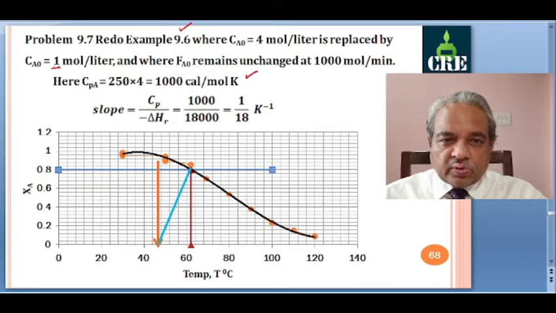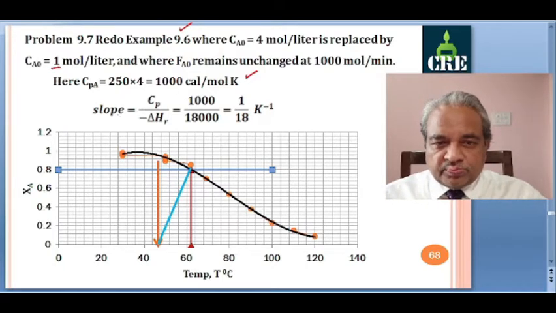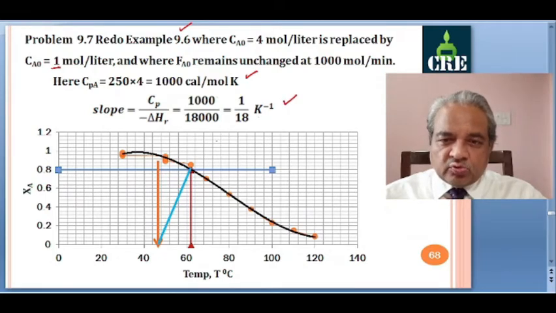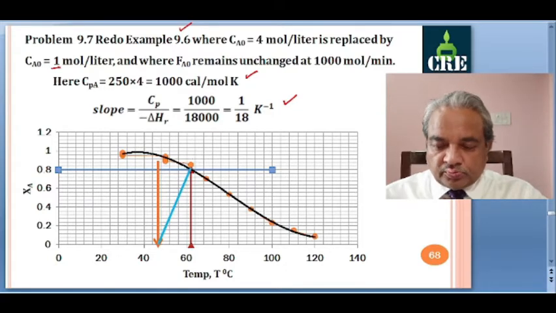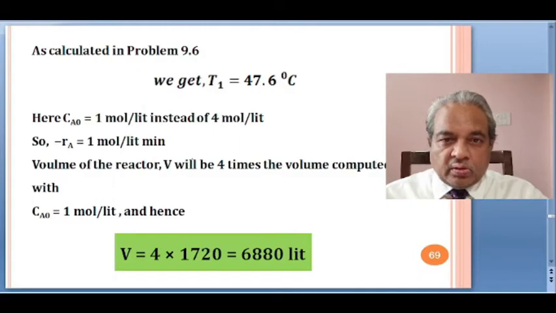Okay, because this is 1 from 4 to 1, so we have to multiply by 4. Slope will be 1000 by 18,000, that is 1 by 18. This also we have done previously. So from here you can see 80% conversion, this is 62. Then you calculate as you have calculated in this problem.